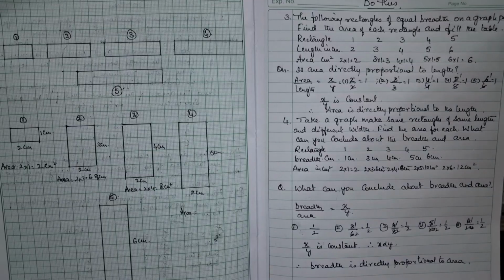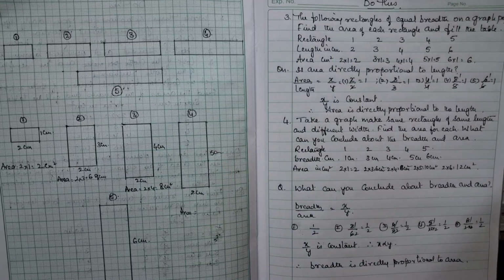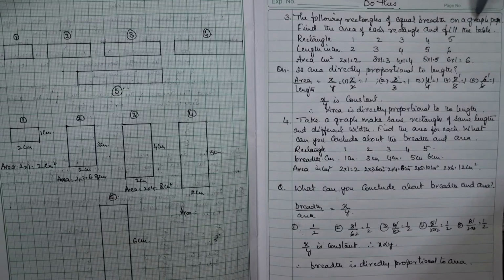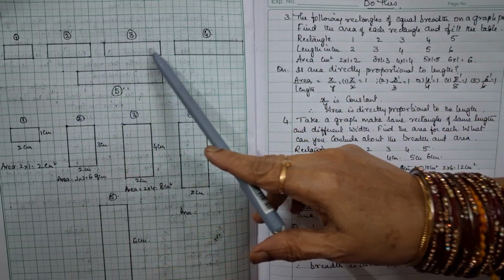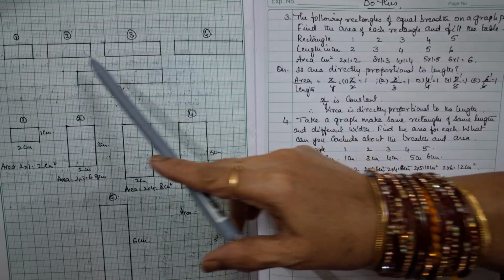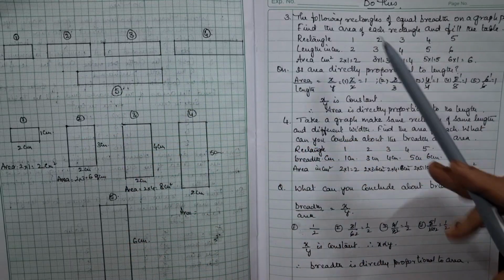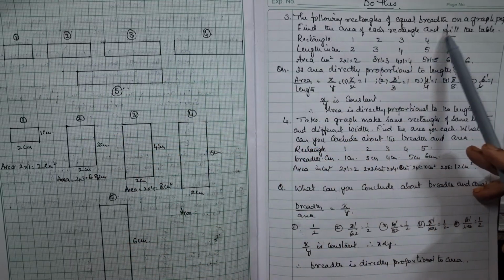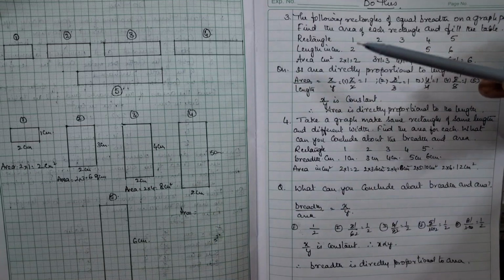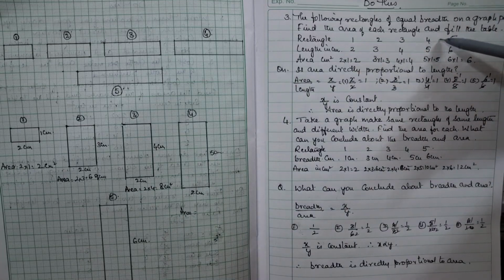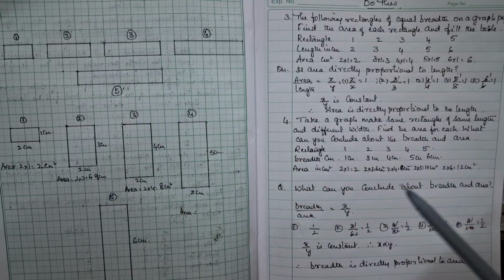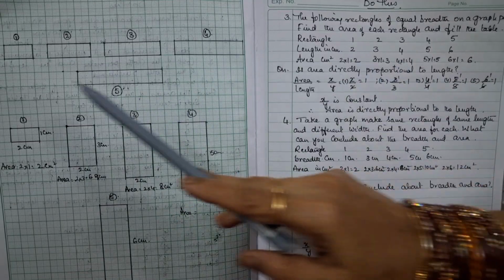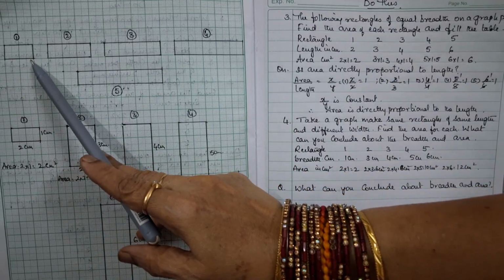Next, do this sum, children. The following rectangles of equal breadth on a graph paper. See, these are all having equal breadth. This is 1 centimeter. Breadth is 1 centimeter. Find the area of each rectangle and fill in the table. Rectangle 1, 2, 3, 4, 5. See, 1, 2, 3, 4, 5 rectangles are there, and their length, see here, children, this is 2 centimeters.